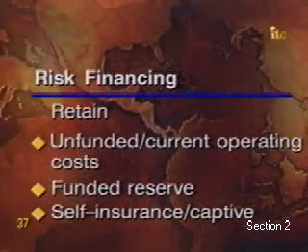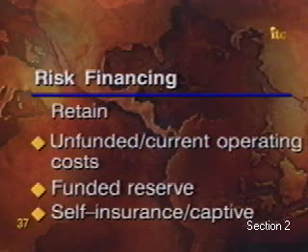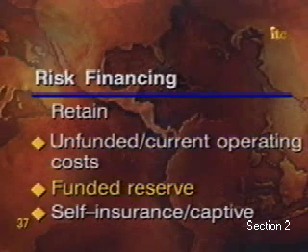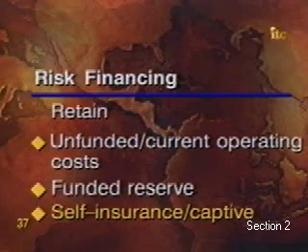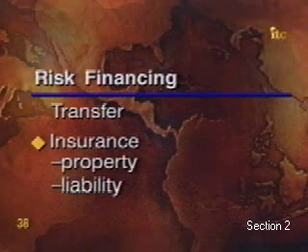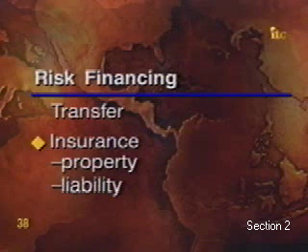Most companies retain small, predictable losses as current operating costs or through an unfunded reserve. To cover less predictable risks, they may establish a funded reserve and purchase insurance for the larger losses. In the U.S., insurance carriers readily make available a wide array of property and liability insurance.